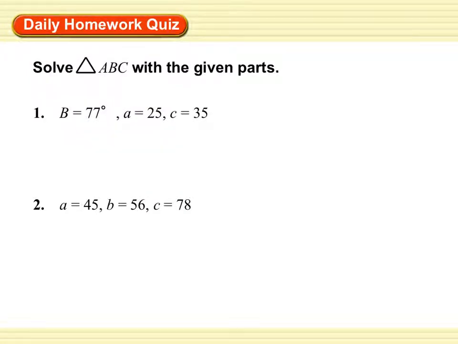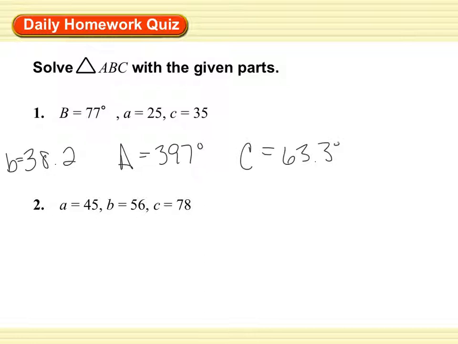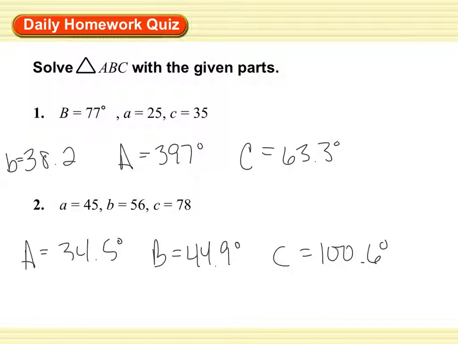All right, if you need some more practice, here I have side angle side. I'll give you answers. If you'd like to practice them, you can check your answers. I've got B is about 38.2, A is about 39.7 degrees, and C is about 63.3 degrees. Here I have A is about 34.5 degrees, B is about 44.9 degrees, and C 100.6 degrees.